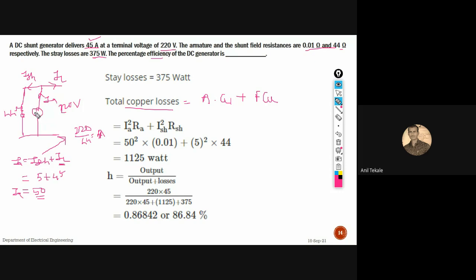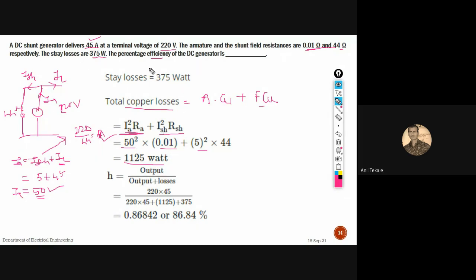So tell me, armature copper loss and field copper loss. Armature copper loss means IA square RA. Field copper loss means ISH square RSH. Am I correct? Yes, sir. So IA is calculated as 50, so 50 square into 0.01, the armature resistance given, plus ISH we calculated here as 5 ampere, 5 square into RSH, given as 44. So we calculate, we have a copper loss of 1,425, right?